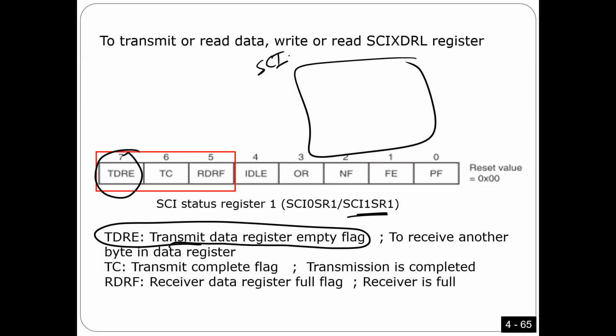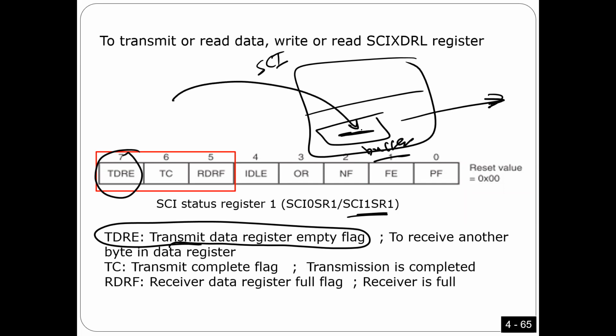This is SCI 1 or 0, it doesn't matter. Here we have transmit, with 2 parts. Here we have a buffer, right? All you have to do in your program is write to this buffer register if you want to transmit data. For example, I want to send 3A. All you have to do is put 3A here in this register. However, because the microcontroller is much faster than SCI, I can't just keep writing value after value. I cannot do that, right?